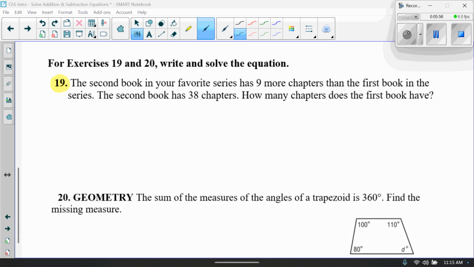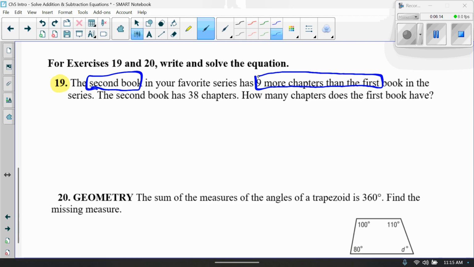So what is important here? All right. It says there's the second book in your favorite series. So this is the second book, right? Has 9 more chapters than the first book. Okay? What else is important? The second book has 38 chapters. Okay? We want to know how many chapters does the first book have.